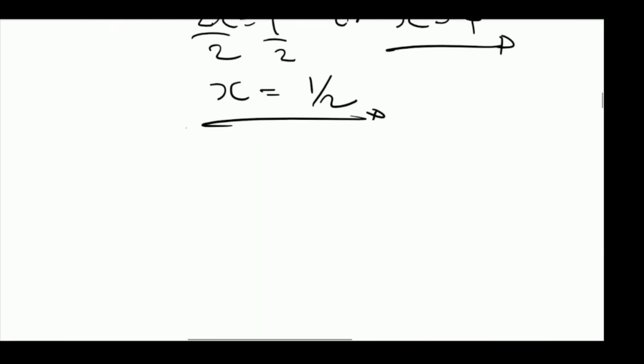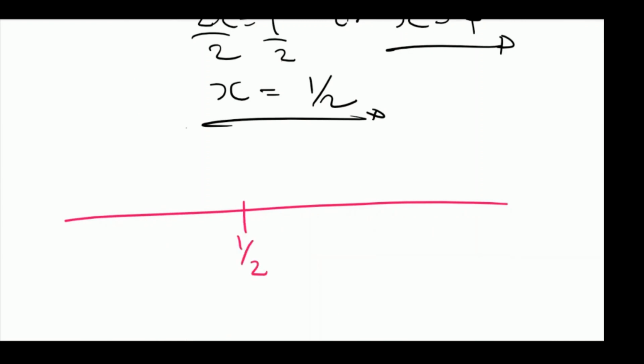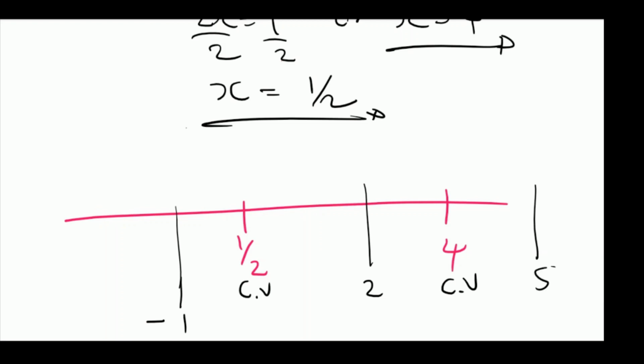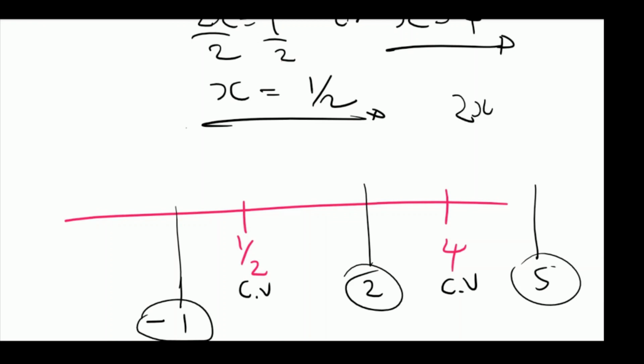So what you're going to do is represent them on your number line. You have your 1 over 2, and you have your 4, and then you're going to test values before your critical value. So this is your critical value, and this is your critical value. You're going to test values before your critical value, which can be minus 1, a value between your critical values, which can be 2, and values after your critical value, which can be 5. So you need to test these values and substitute them in your standard form of the equation, 2x squared minus 9x plus 4. You substitute these values where there's x.